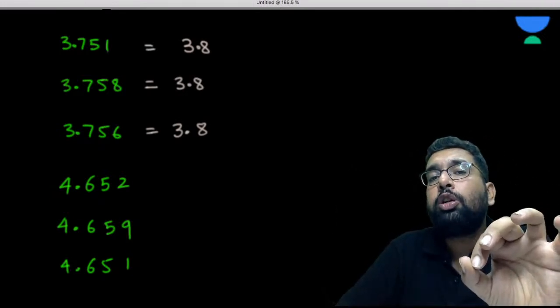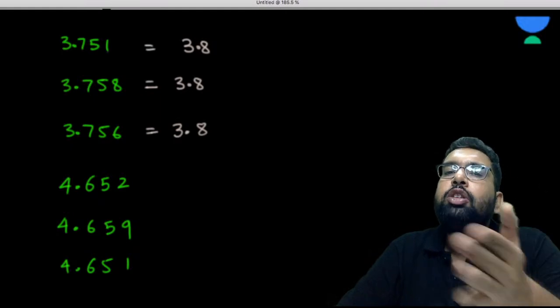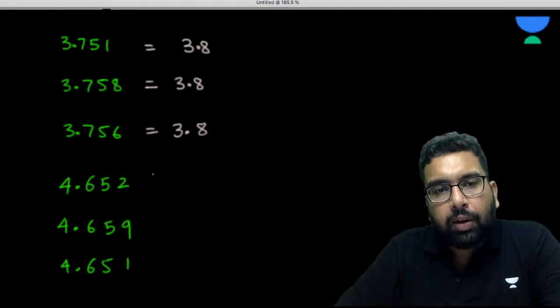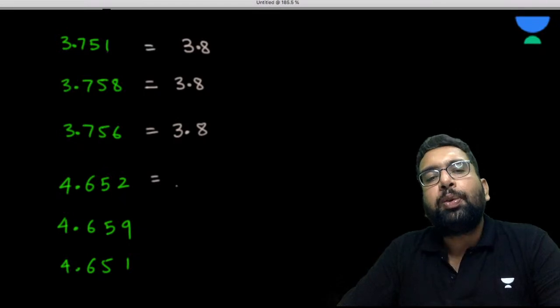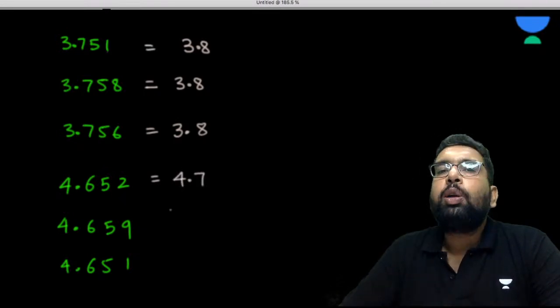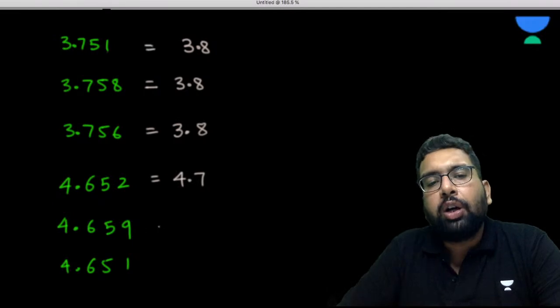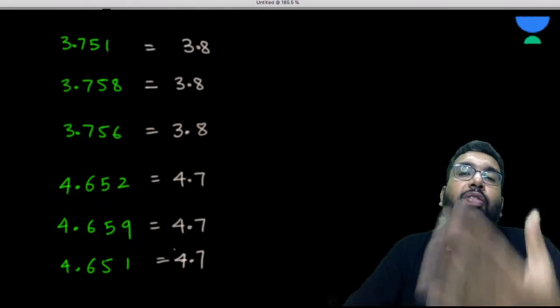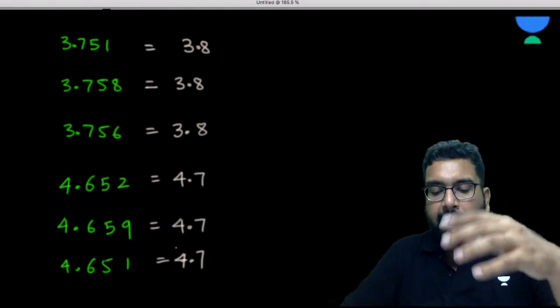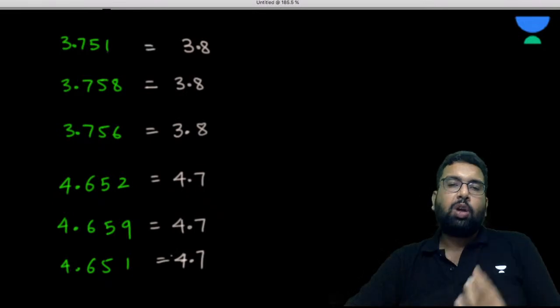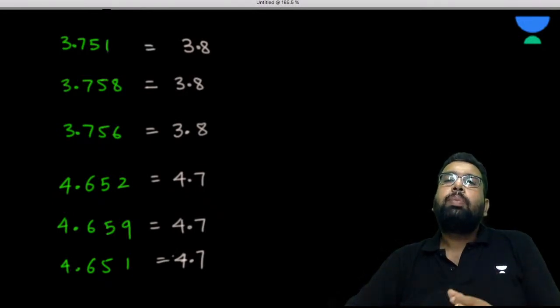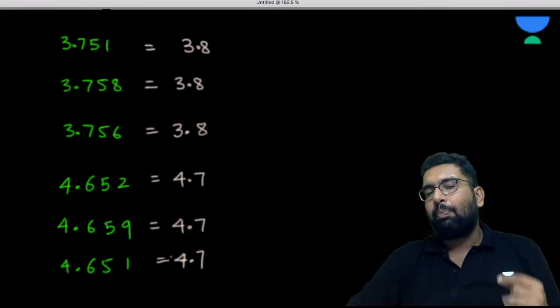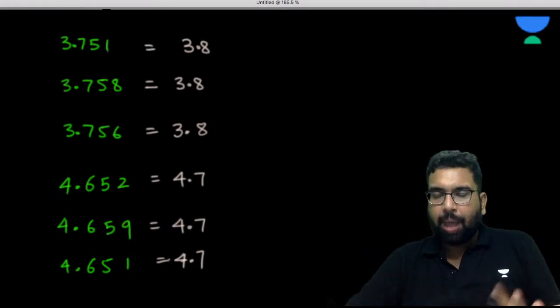If it is non-zero, you can raise the digit prior to the 5. Now here, it is 4.652, so it would become 4.7. Why so? Because the digit after 5 is non-zero. Here it is 4.659, so again it is 4.7. So you just have to see whether after 5 the digit is 0 or non-zero. And if it is non-zero, you can raise the digit before 5 by one.